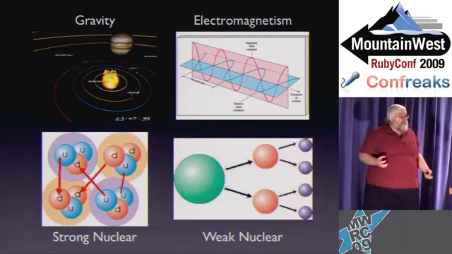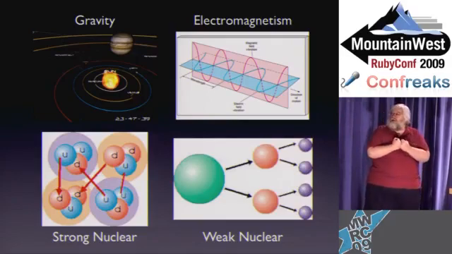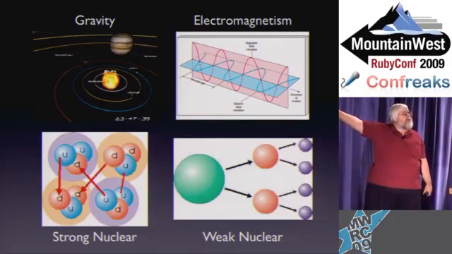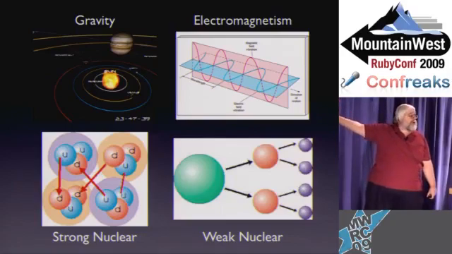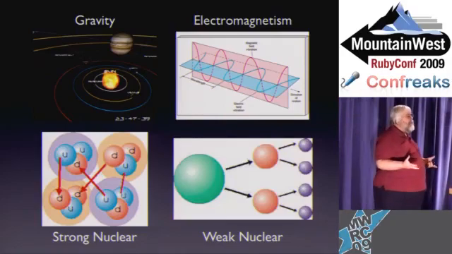There was the strong nuclear force, which holds the quarks together inside the nucleus, and then there's the weak nuclear force, which controls the decay of neutrons into beta particles. And those 4 forces are what the scientists discovered, and as far as they can tell, those are the 4 forces there are in the universe.